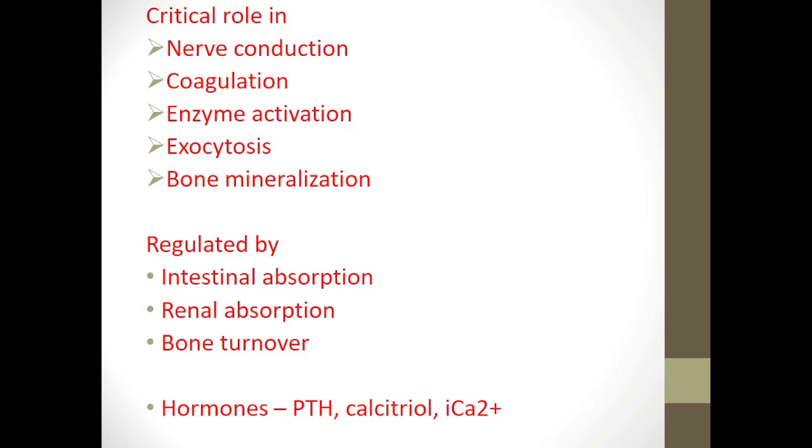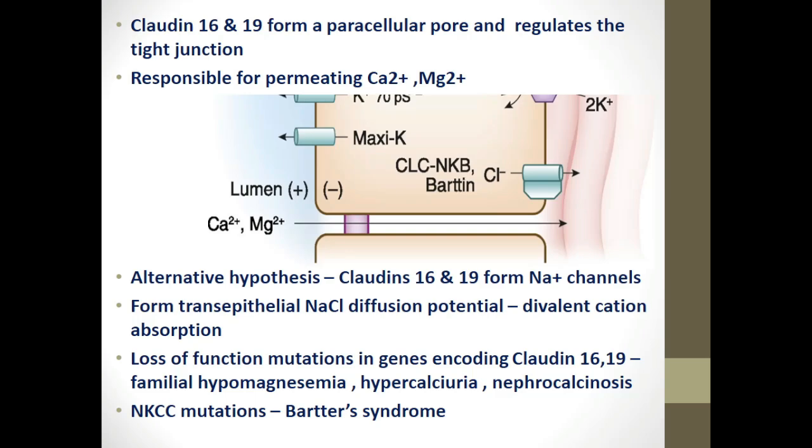Then another protein is there, that is claudin. Claudin 16 and claudin 19 form a paracellular pore, a small pore. Here you can see one pore, the violet colored one, directly between the cells. That paracellular pore, a small hole, regulates the tight junction, because it looks like a tight junction. Across the tight junction, calcium is transported, and magnesium is also transported, because calcium and magnesium are both bivalent cations, Ca2+ and Mg2+. They have double positive charges, which is why they are called bivalent cations.